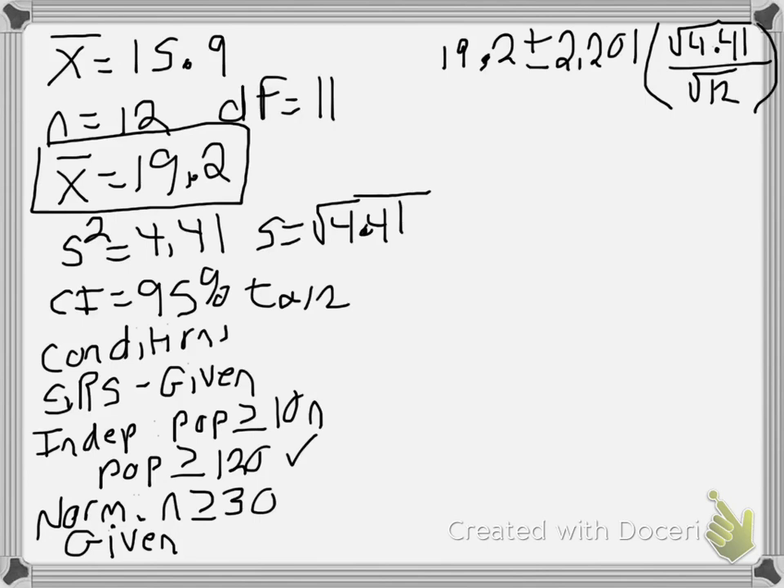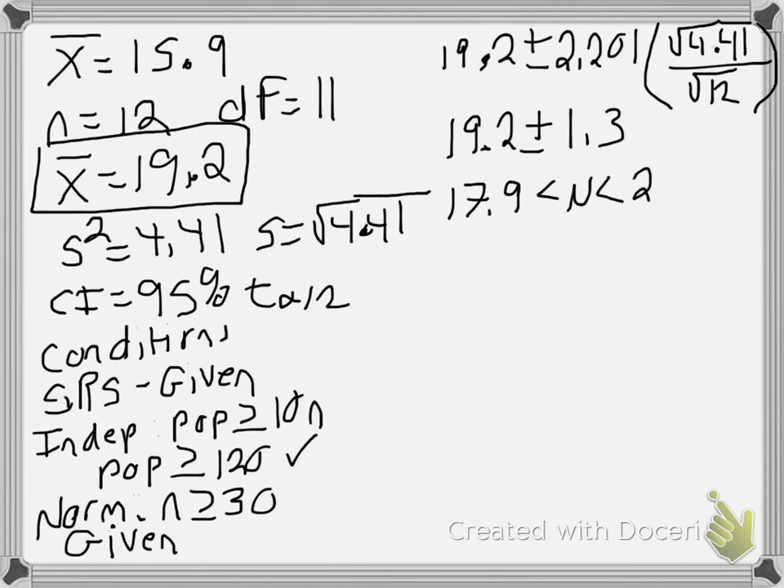So guys, you have to pay attention to what's given to you in the problem. If you don't pay attention to what's given to you, then guess what? Then you're probably going to get something wrong. So we do our math, we get 19.2 plus or minus, how much are we going to add or subtract? 1.3. Okay, so what does that give us? That gives us 17.9 is less than mu, which is less than 20.5.